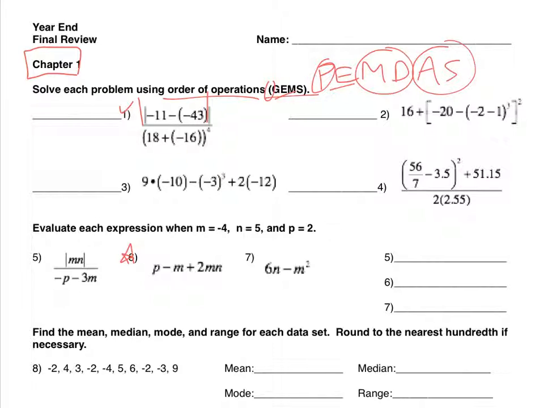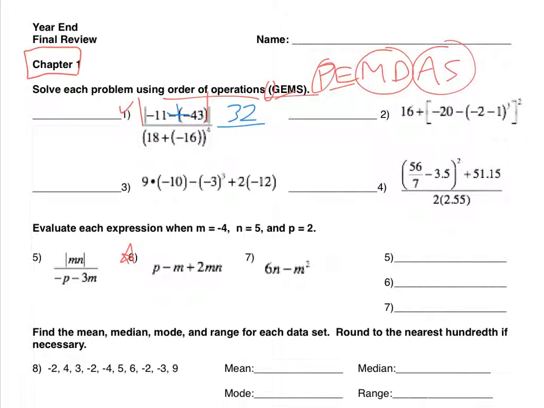So on number 1, I'm going to start by combining those two negatives and making it a positive. So we have negative 11 plus 43, which is 32. And because it's the absolute value, it stays as 32. If it was a negative 32, it would become a positive 32 because absolute value means how far a number is from 0.